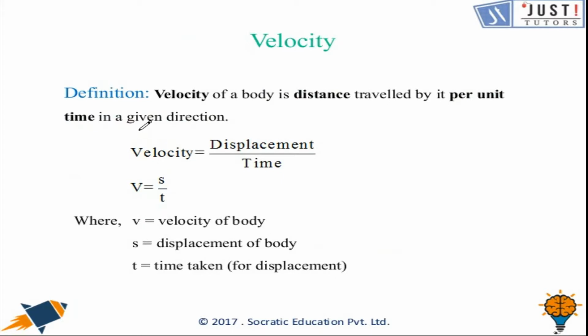Then velocity. Velocity of a body is the displacement produced per unit time, and its SI unit is meters per second. The definition says velocity of a body is the distance traveled by it per unit time in a given direction, and the formula for this is velocity is equal to displacement over time, which is the same as the formula for speed. The difference between speed and velocity is just that speed does not have direction, while velocity is speed with direction.